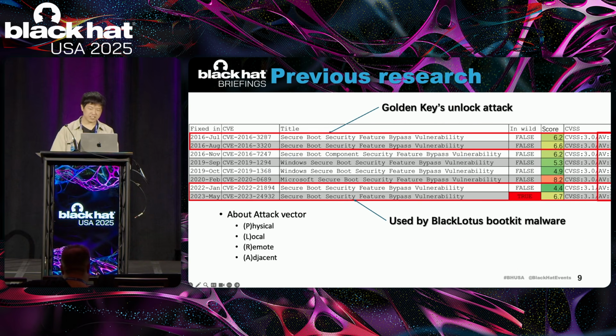Let's take a glance at previous research on Windows SecureBoot. You can see that it primarily focuses on attack surfaces that require local or physical access to the system. And in the past 10 years, there have been only 8 CVEs about Windows SecureBoot. Quite a small number compared to other Windows components, right? And in this list of only 8 CVEs, there are 2 famous attacks with their own names. The most famous CVEs are the 2 used by the BlackLotus bootkit malware.